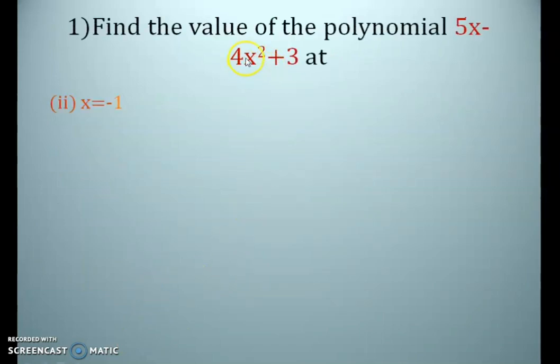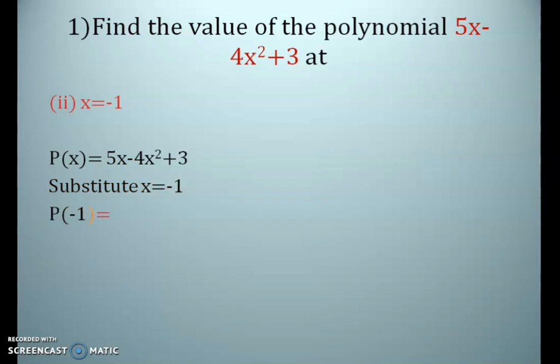We have the same polynomial, but here we have to find the value for x is equal to minus 1. So the p of x is 5x minus 4x squared plus 3. We are substituting x is equal to minus 1.